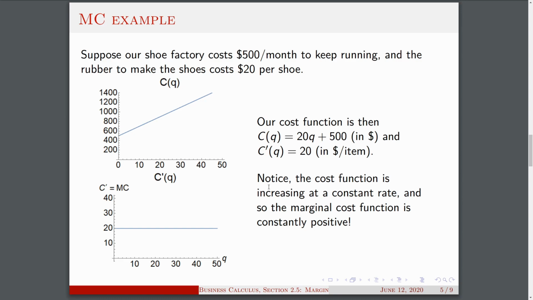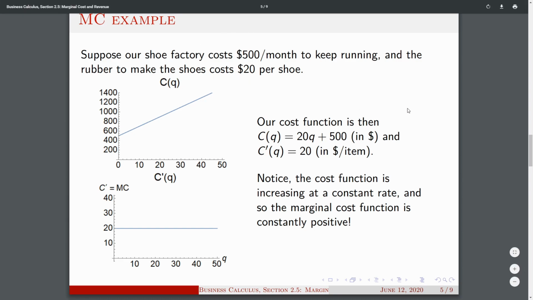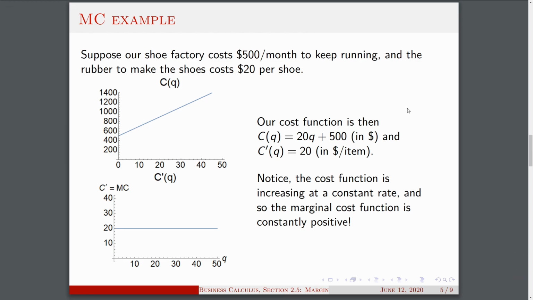So let's look at an example. Keeping with the shoe example, now on the cost side of it, suppose we have a factory, it costs $500 a month to keep running, and to be honest, I have no idea all the materials that you need to make shoes, but let's say you just need rubber, and it costs $20. It costs us $20 to produce a shoe. Okay, so then our cost function would be 20Q plus 500. And the derivative will be the slope of that function, which is just 20.